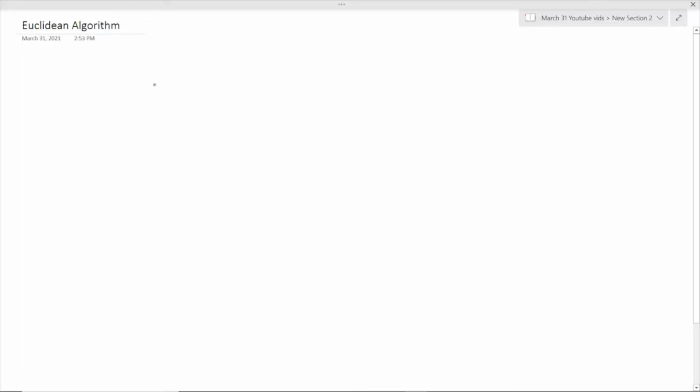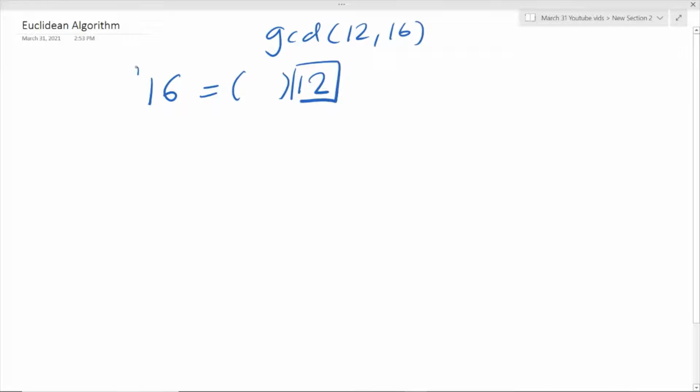So first, we write 16 right here. 16 is the greater number, so we have to write 16 first, and then we write a bracket here because we need to insert some sort of number here, and then we write 12. So our two numbers, 12 and 16, just like that.